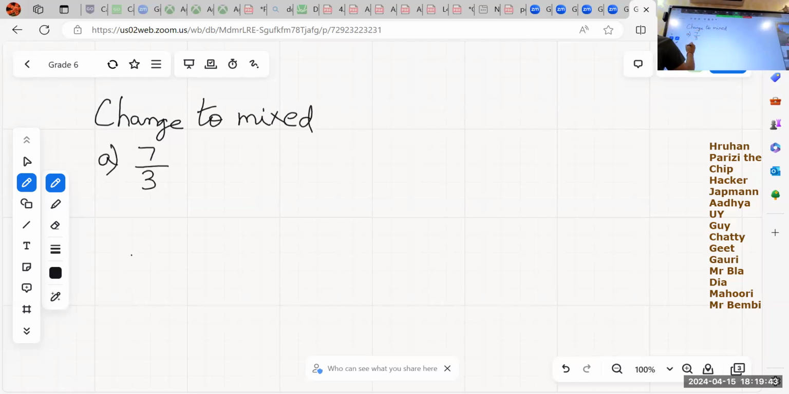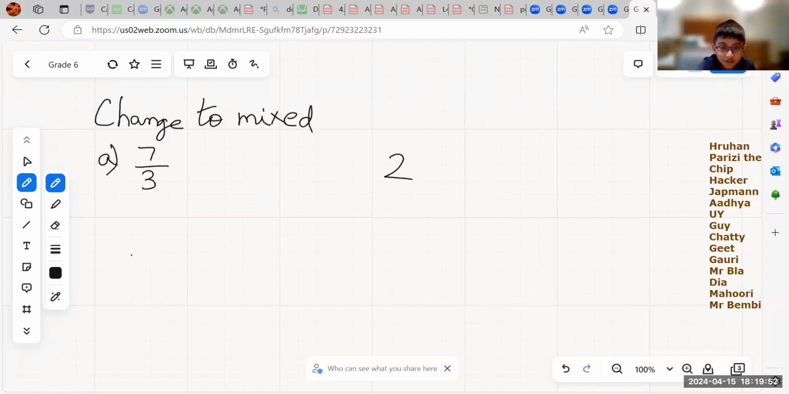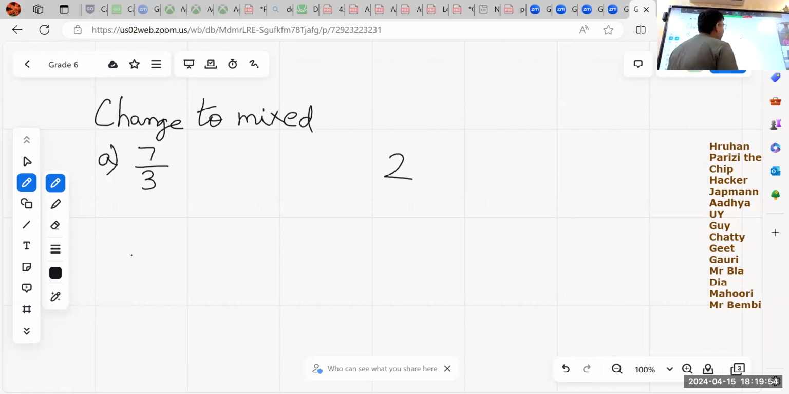Everyone knows how to send it in mixed. That is the most difficult question. Suppose you have to send 2 1 by 3 to 2 by 7 in the chat.